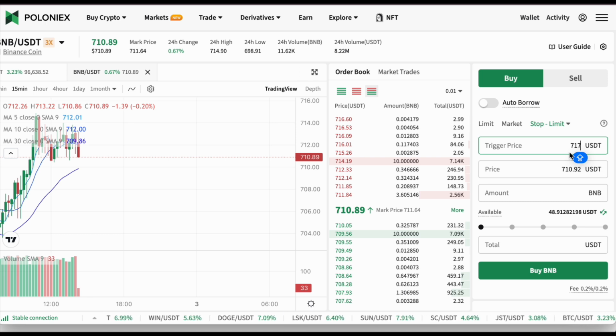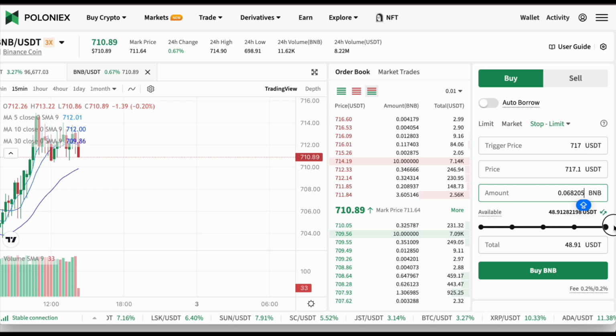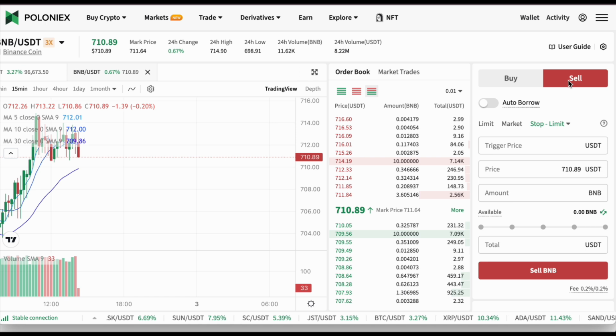Your trigger price should be 717, and then you finally take profit at maybe 717.1, and then you put the amount of BNB. If you want to take all your profit, you can put 100% of what you bought. This should be done under sell. When you're under the stop limit and you want to take profit, it should be done under sell, not buy, please, because you want to sell at a profit of 10%.